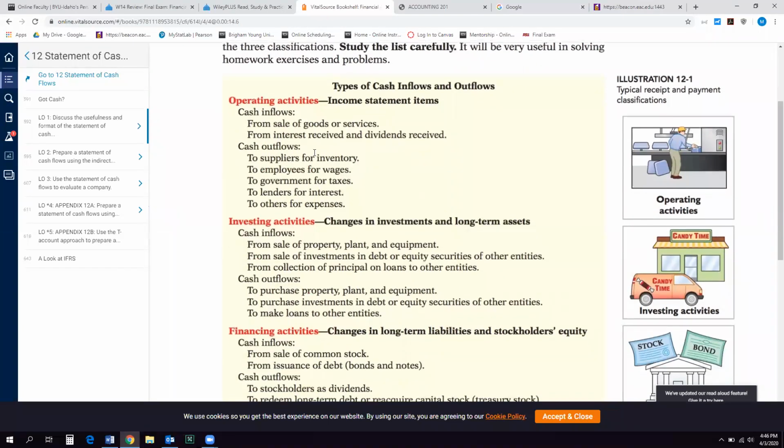where it breaks down the operating activities. There are cash inflows from sale of goods and from interest received, and cash outflows to pay suppliers for inventory, employees for wages, government for taxes, lenders for interest, and other expenses. So those are the normal things you'll see in the operating section.